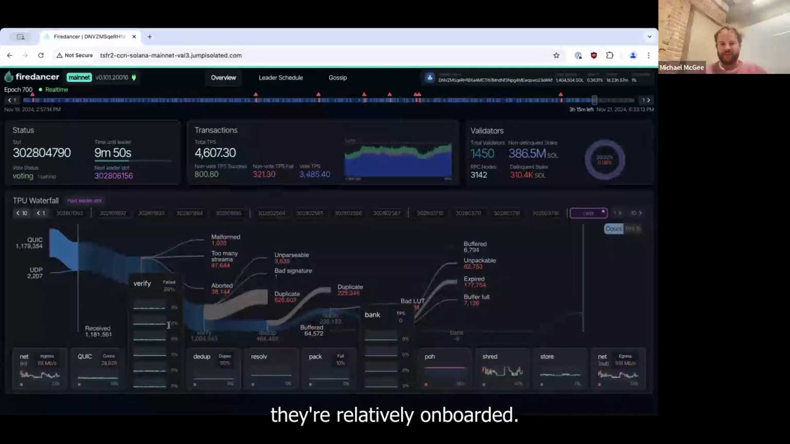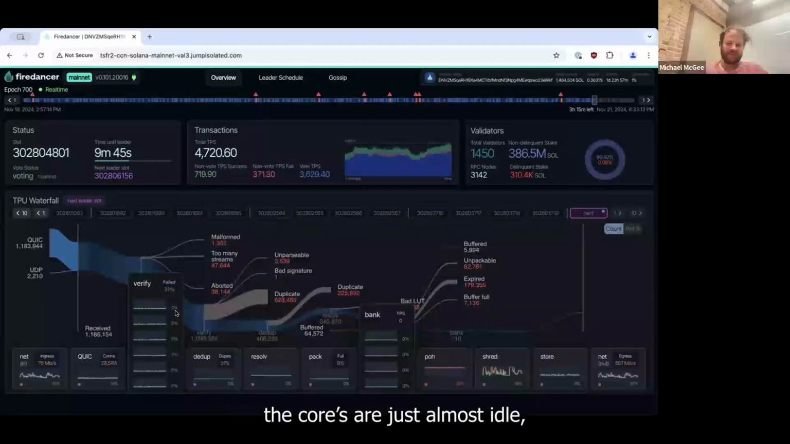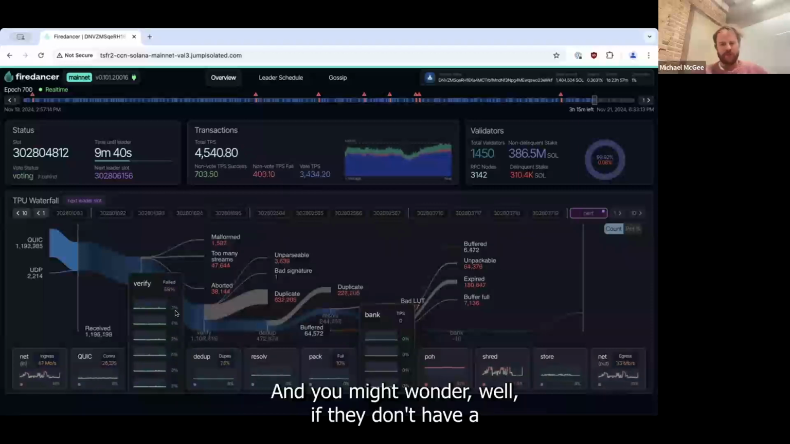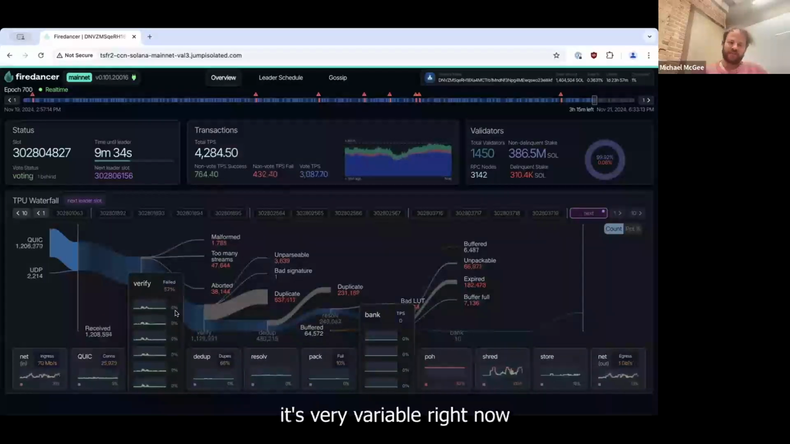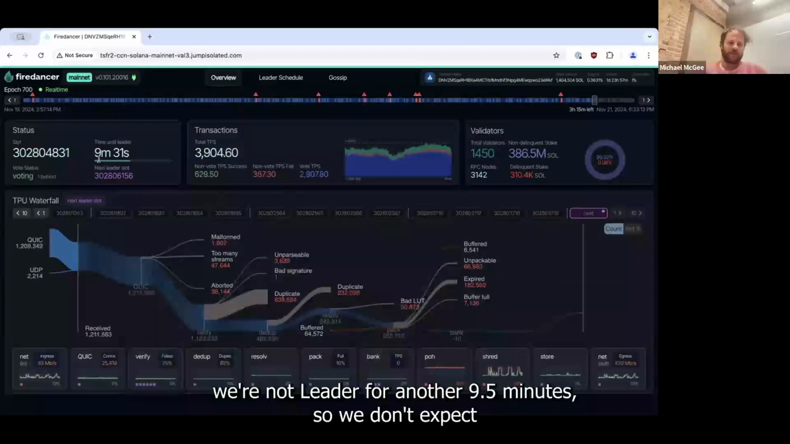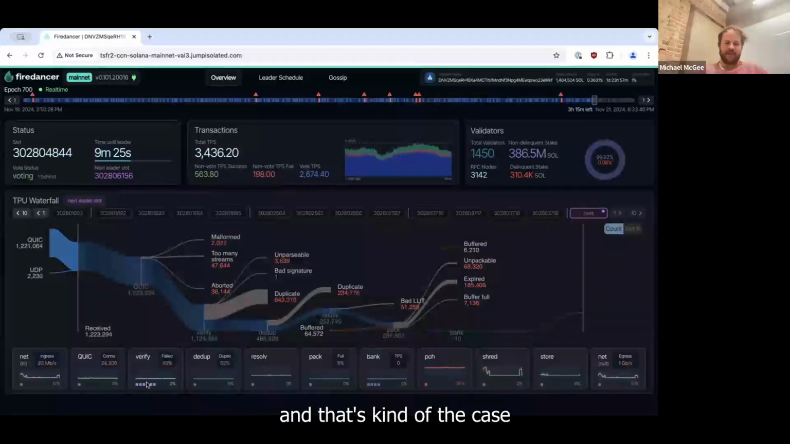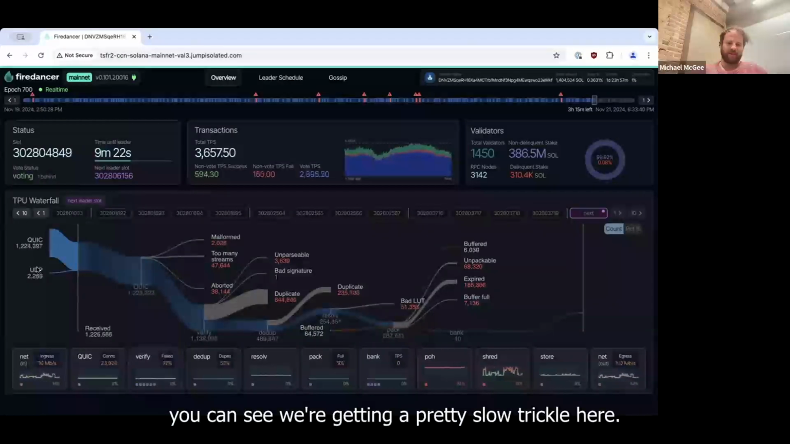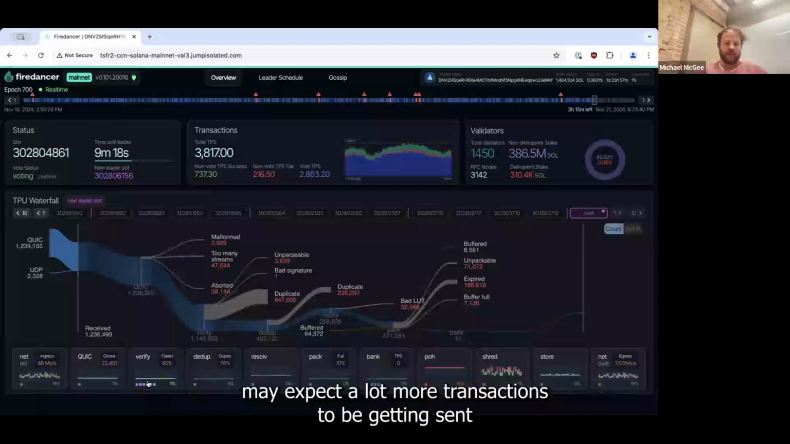They're relatively unbothered. So this 0% means what it says here. The cores are almost idle. They don't have a lot of work to do. And you might wonder, well, if they don't have a lot of work, why do we have 6 CPU cores here? The work can increase. It's very variable. Right now, we're not leader for another 9.5 minutes. So we don't expect anyone to be sending us a lot of transactions. And that's the case. You can see we're getting a pretty slow trickle here. If we become leader, we may expect a lot more transactions to be getting sent.